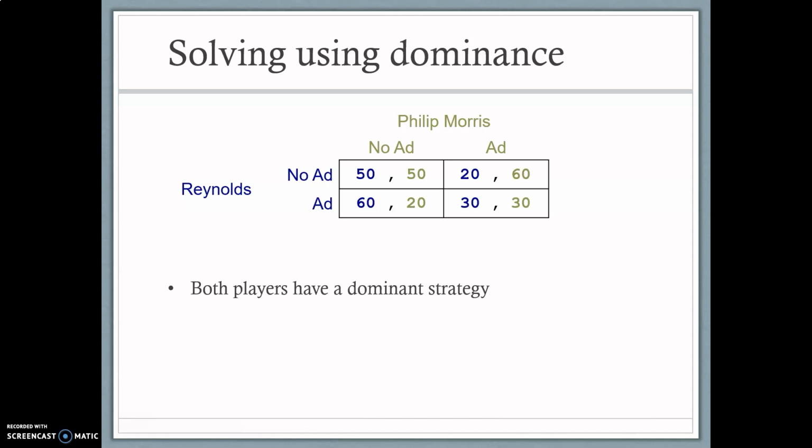And in case of no advertisement from Philip Morris and advertisement from Reynolds, the revenue goes 60-20, 60 for Reynolds and 20 for Philip Morris. And similarly, if there is advertisement from both the companies, there is a 30-30 revenue for both. So both players have a dominant strategy, where they can dominate and probably get more returns or more revenue out of this, right?